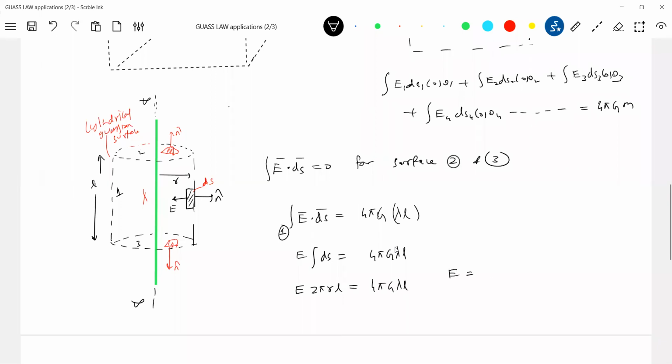Now look at the formula. G lambda L gets cancelled, so E is 2G lambda by R. Check the answer. Is this what we derived for the long rod? If you're having a doubt, go back and check the answer. Yes, in fact, this is the field due to a long rod. How many steps? Within 2-3 steps we get the same answer, whereas we struggled a lot before.